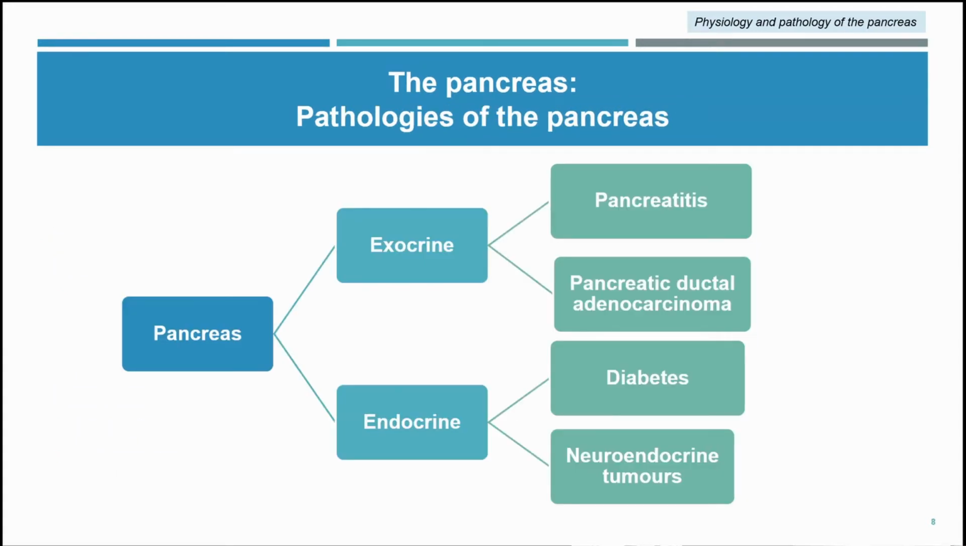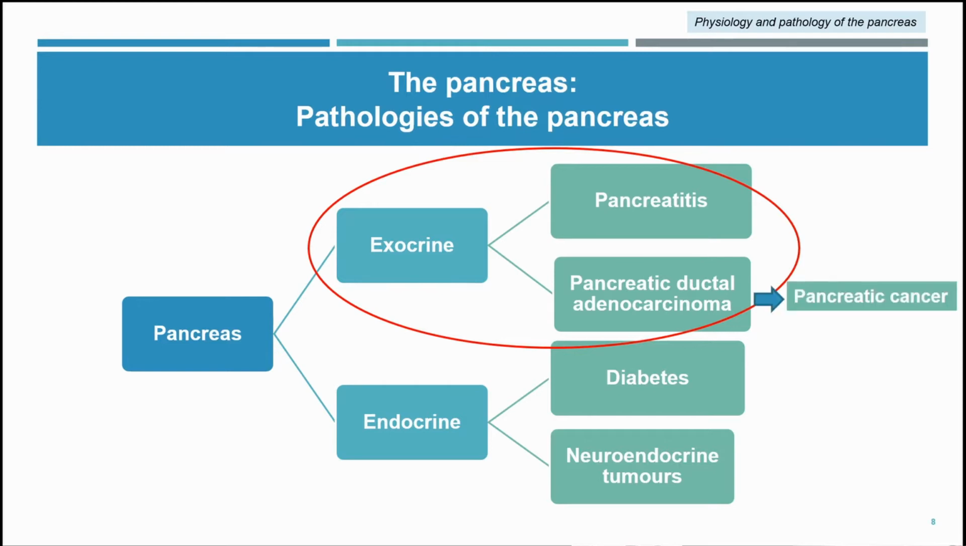Because of the nature of the pancreas, there are different pathologies that can originate in any of its compartments. From the exocrine pancreas, we have pancreatitis and pancreatic ductal adenocarcinoma. For the endocrine pancreas, we have diabetes and neuroendocrine tumors. In this presentation, I will only focus on the diseases of the exocrine pancreas. And I want to mention that from now on, whenever I mention pancreatic cancer, I will be referring to pancreatic ductal adenocarcinoma and not to neuroendocrine tumors.